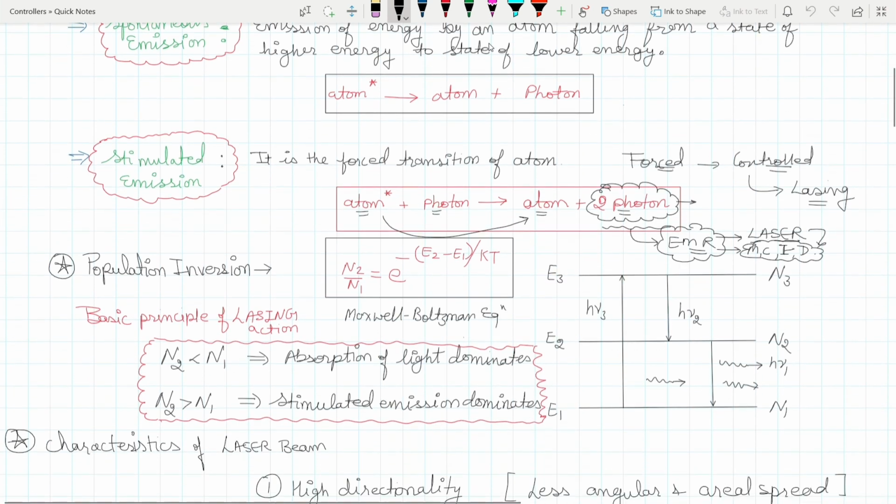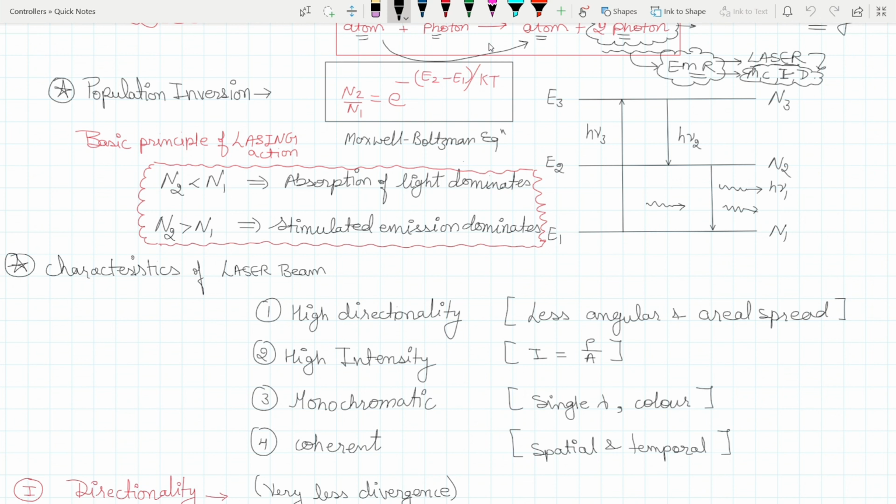Okay, so the next important phenomenon observed in the laser is population inversion. In the case of population inversion, this relates to the concentration of atoms, N, in a particular energy state or energy level, you can say.